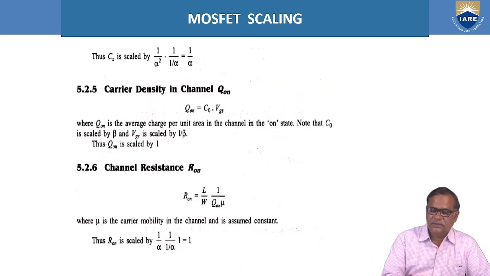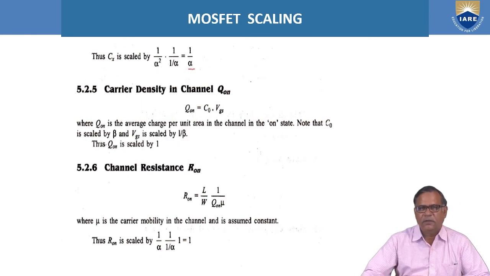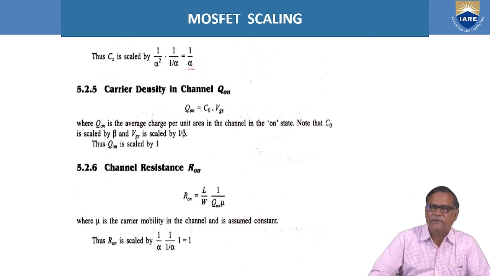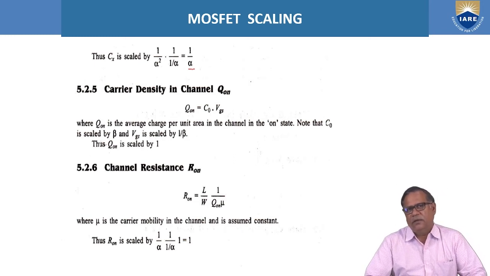So the Cx is scaled by 1 by alpha square into 1 by 1 over alpha. So you can say that the Cx is scaled with a factor 1 by alpha. So the parasitic capacitances are scaled with a factor 1 by alpha. That means the parasitic capacitances are reduced due to scaling.